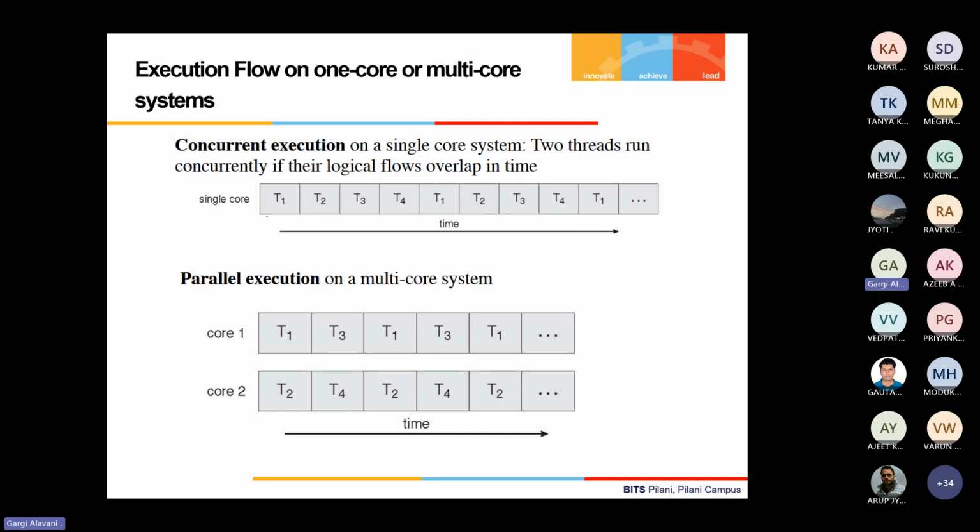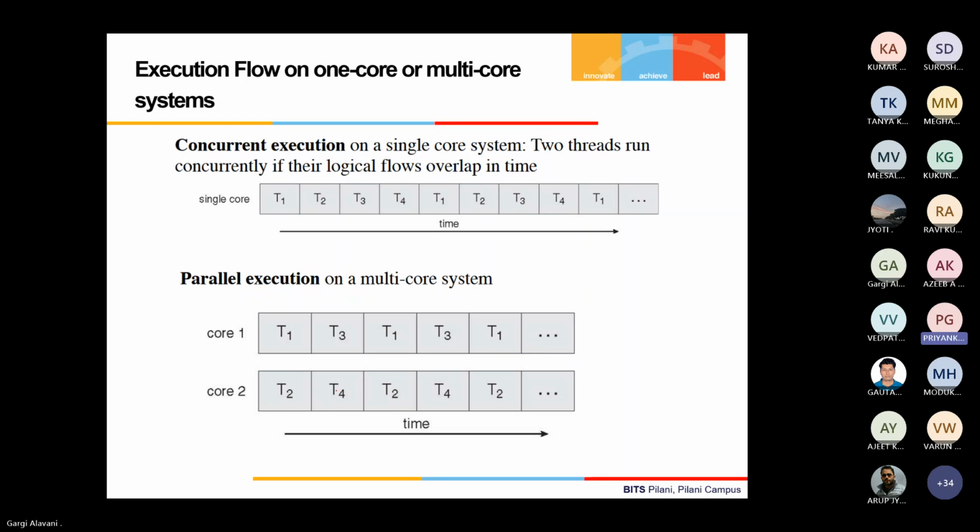Parallel execution will mean that each core will have a certain number of threads which are working. So maybe on core 1, T1 and T3 are working. On core 2, only T2 and T4 are working.